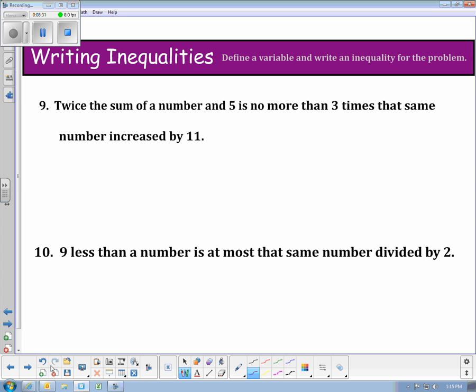And let's just talk about writing inequalities quickly. We'll have... actually, you know what? I changed my mind.